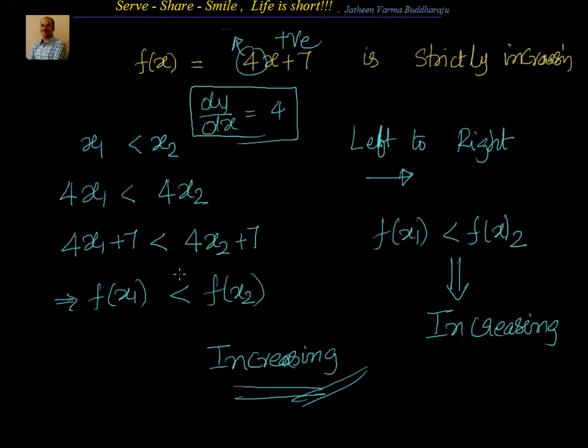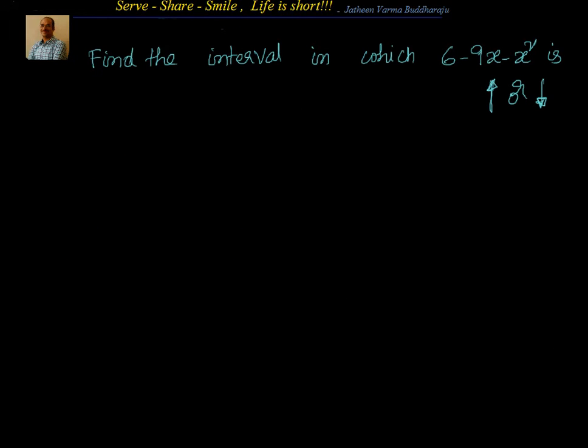Let's try to do some more examples. Look at this. We have to find the interval in which the function is increasing or decreasing. First let's write down the function we have been given. We know f of x is equal to 6 minus 9x minus x square. One option is we can plot the graph of this and see the values. But the other way is to find the derivative of that. F dash x is equal to minus 9 minus 2x.